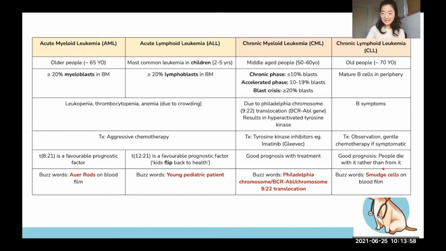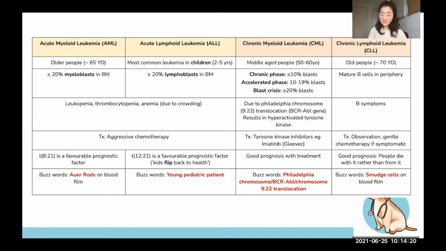Then the last one, CLL. This is just really old people, a mature B cell malignancy. And it's a pretty good disease to get compared to the rest, in the sense that people usually die with it rather than from it. So you usually don't do much for it. You just observe and see how the cancer is progressing.